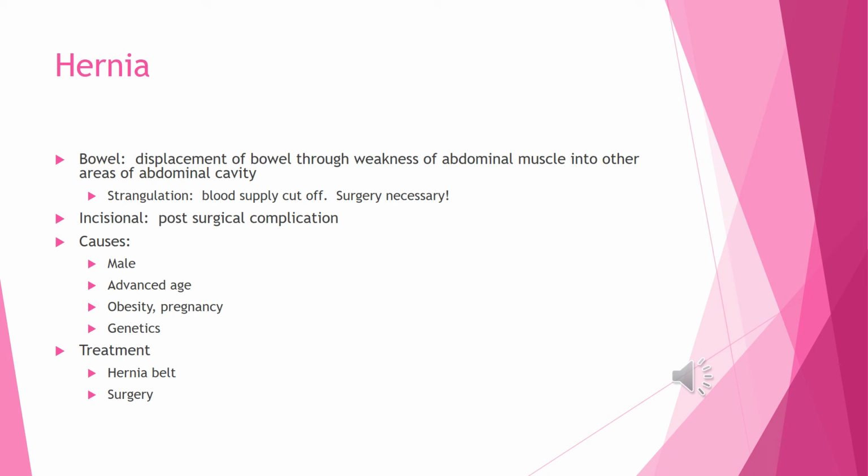Sometimes people get incisional hernias. It can be a post-surgical complication. The causes include being male, as you get older, if you're obese, you're pregnant, and then genetics have a lot to do with it. Treatment: if it's a small enough hernia or if it can easily be reduced, a lot of people will wear a hernia belt to keep things in place, but very often surgery is going to be necessary.